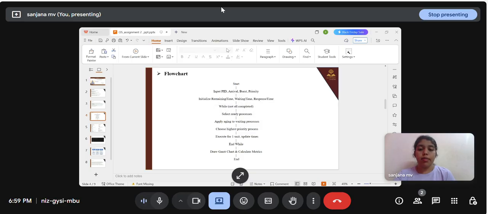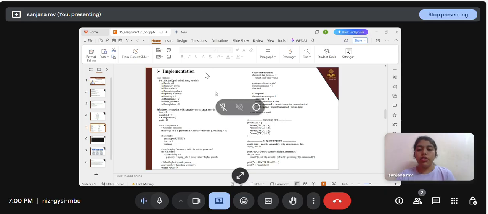At each time step, the scheduler selects all the ready processes and applies aging, which increases the priority of waiting processes. The process with the highest priority is selected and executed for one time unit. When all the processes finish, we generate the Gantt chart and calculate the performance metrics such as waiting time and the turnaround time.